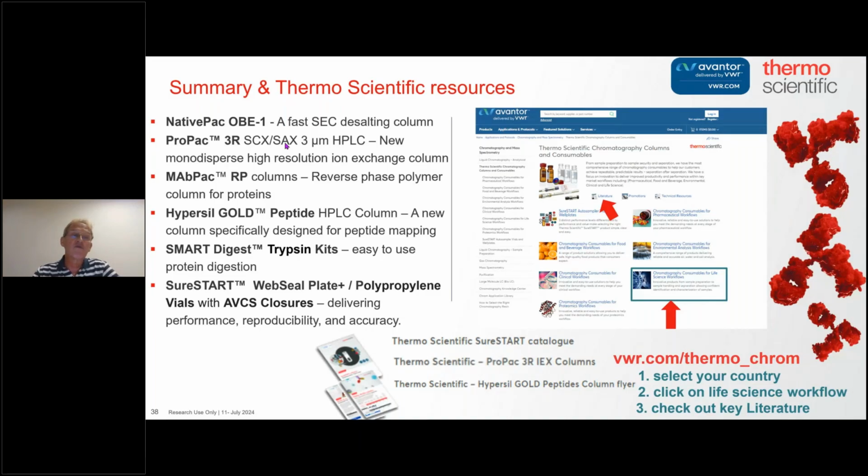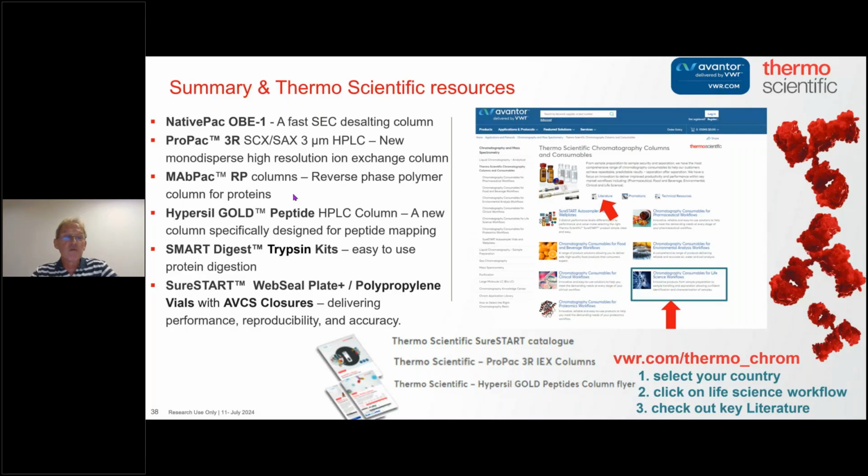So that's why we've gone for these strong exchangers rather than weak exchangers. They're monodisperse, and you've seen the advantages you're getting from that. The MAPAC RP columns are reverse phase polymeric columns for proteins, with very, very low carryover, and you've got phenomenal resolution from these things.